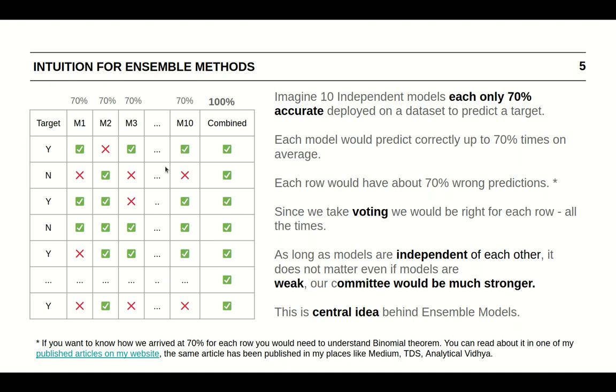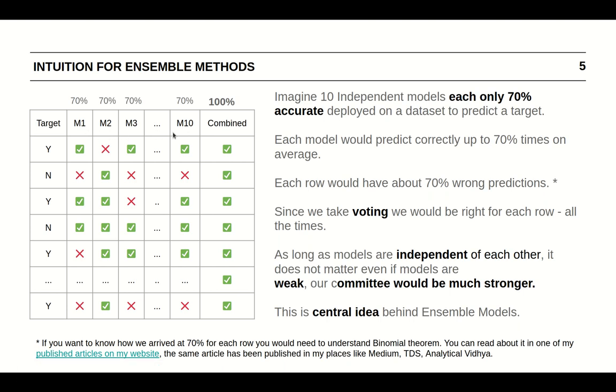So each model, let's say M1, is trained on this target and asked to predict. Now it might predict the first one correctly, second one wrong, third one right, fourth one right, fifth one wrong, and so on. But because the model accuracy is 70%, the model M1 would predict 70 out of 100 correctly. So on average, you would have 70 of these correctly predicted. It would go wrong only 30% of the time on average. And same way with each of these models.